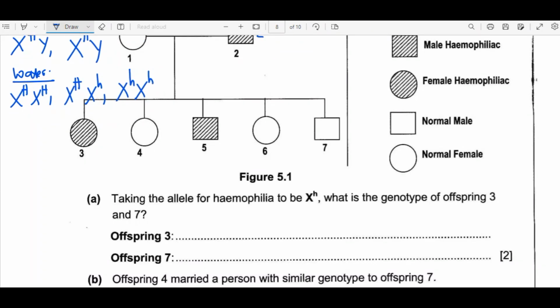Then the question is, taking the alleles for hemophilia to be XH, what is the genotype of offspring 3? Offspring 3 is a woman and this woman is sick, and for her to be sick we just need small letters. Then offspring 7, the man is okay, is XHY. You just put the letter X and attach the allele H.